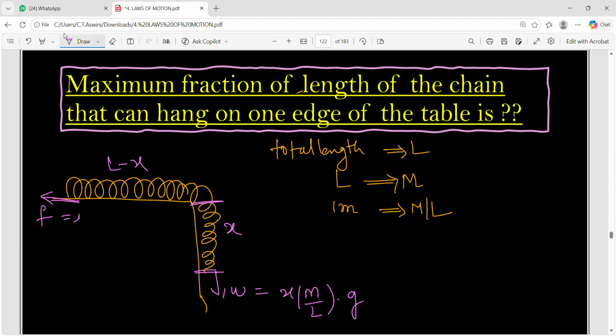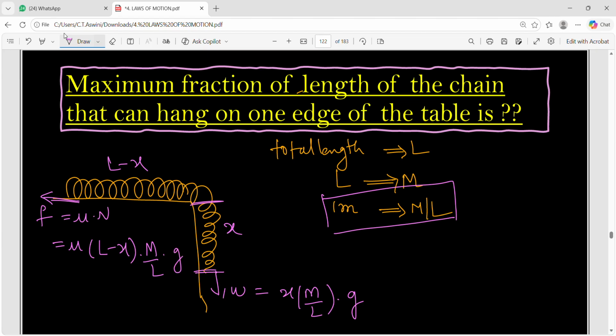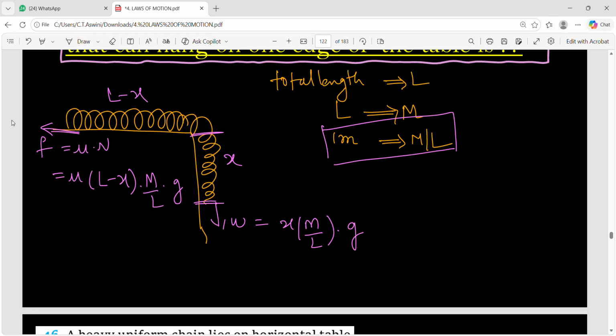And what is that frictional force? It is mu into N. N is m into g. What is m here? You are not going to take the total chain mass. You are going to take the mass of this L minus x part. For 1 meter, it is m by L. You can see for 1 meter, what is the mass? m by L. For L minus x meters, it is (L minus x) into m by L. So, into g. So, this is the final expression.